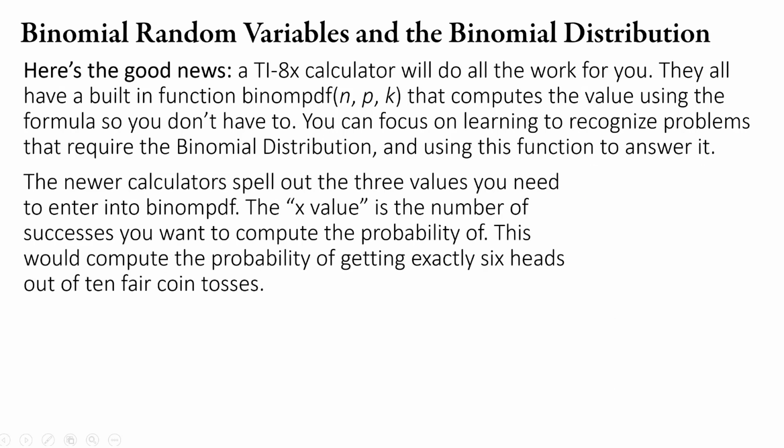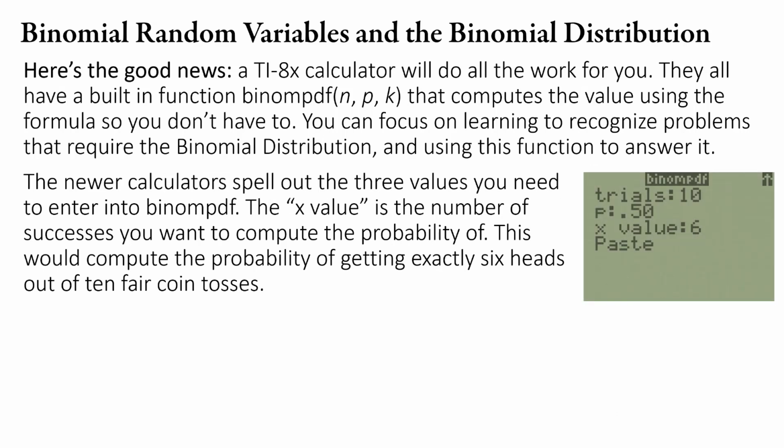In the newer calculators, it spells out exactly what you need to enter. So if you do Binomial PDF, it'll bring up a menu that looks like this. This example computes the probability of getting, out of 10 trials, 6 successes, if there's a 50% chance of success. For example, if I'm tossing a coin and I want to know the chance of getting 6 heads out of 10, this would compute that value.